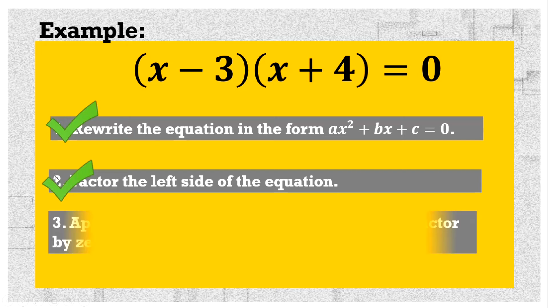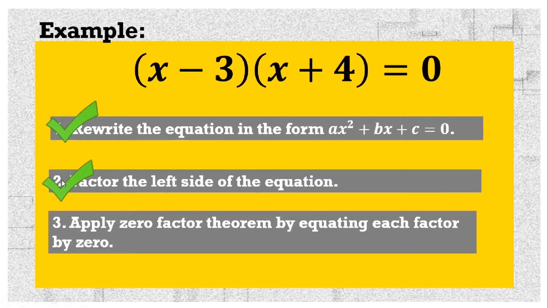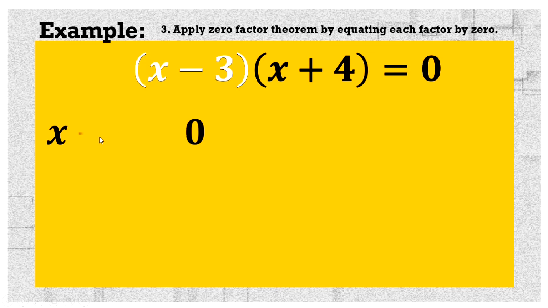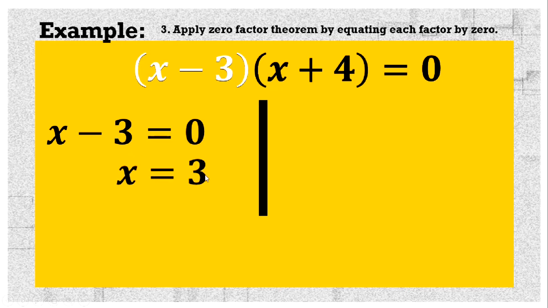Proceed na tayo sa third step, which is applying the zero-factor theorem. Again, we have two factors here, x minus 3 and x plus 4. First, we have x minus 3 is equal to 0. X minus 3 equals 0 is simply x equals 3. Tinranspose lang natin yung negative 3 sa right side.